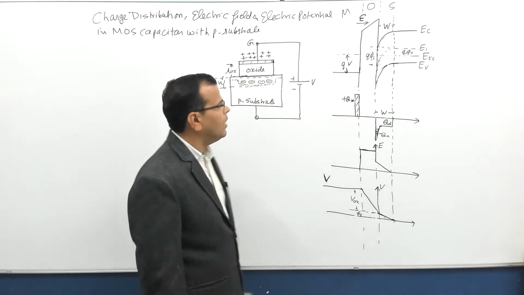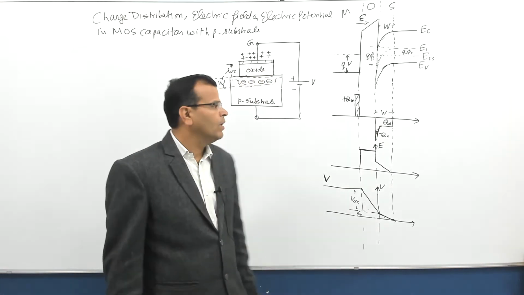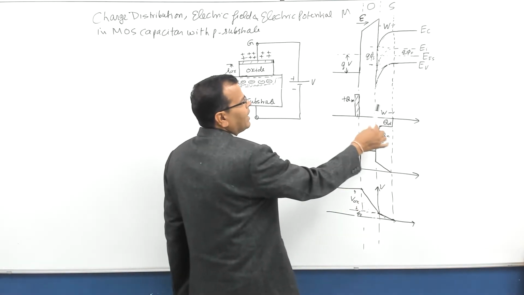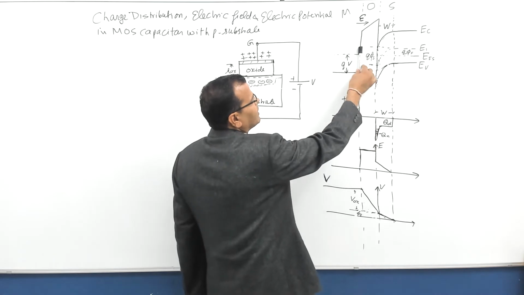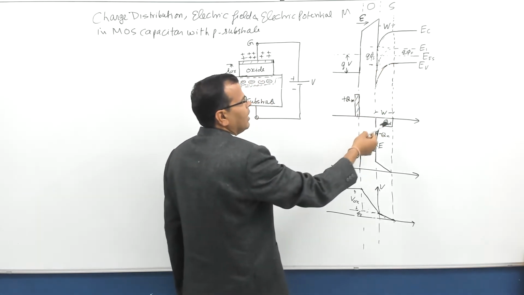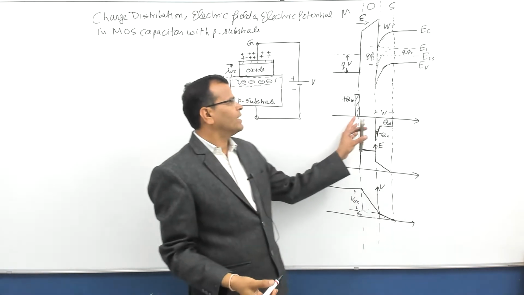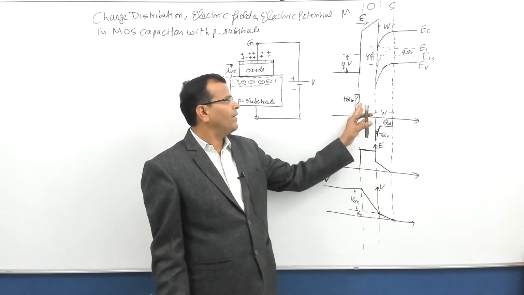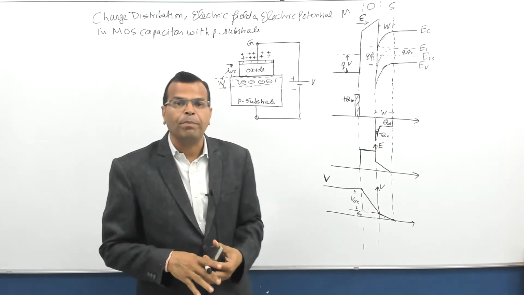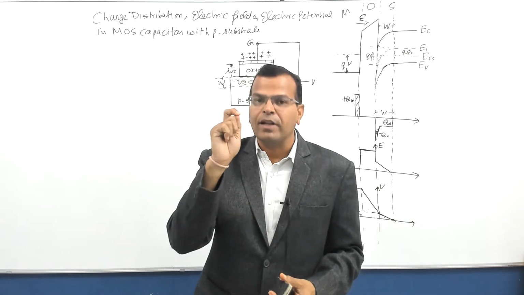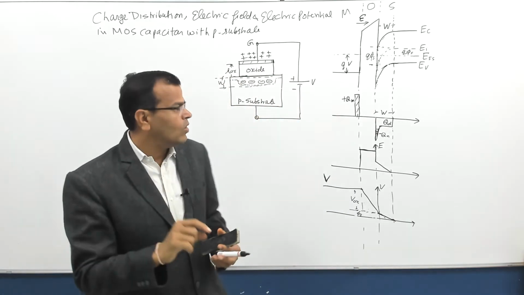Fine. Let us talk about the electric field now. In electric field, you can see it is just like a parallel plate capacitor. On one side I have positive charge, on the other side I have negative charge. Although on one side it is concentrated, on the other side it is distributed. The electric field between the two plates of a parallel plate capacitor is always constant. Remember this. Electric field in a parallel plate capacitor is constant.